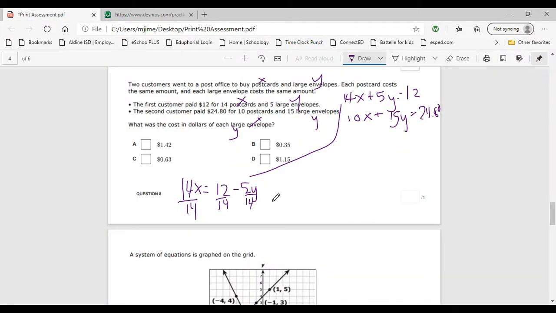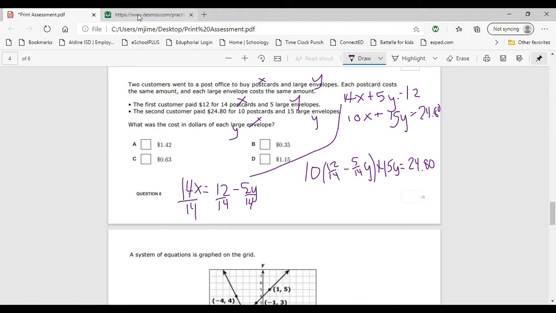All right, we're going to take my answer right here and plug it in here. So 10 parentheses 12 divided by 14 minus 5 divided by 14 Y, plus 15Y equals 24.80.